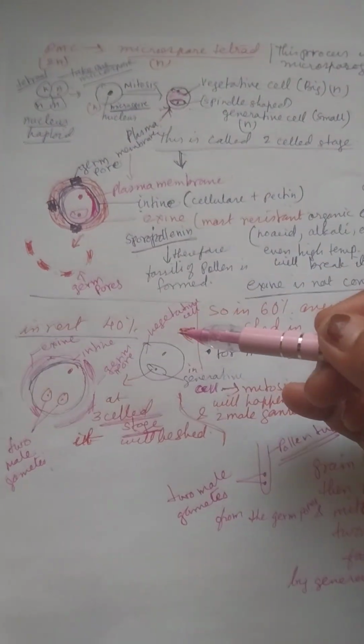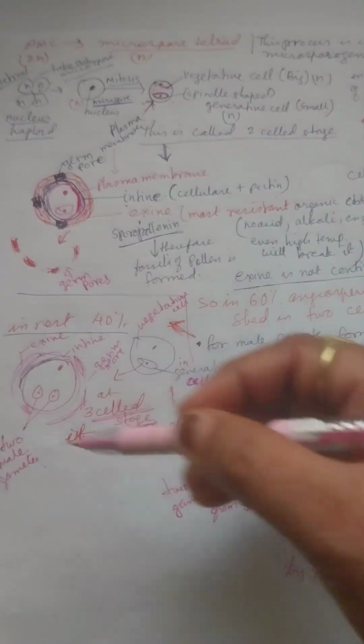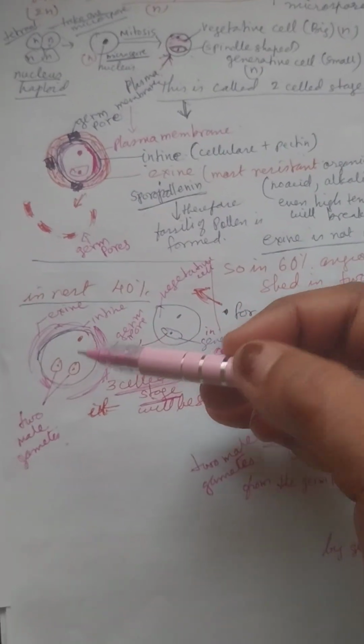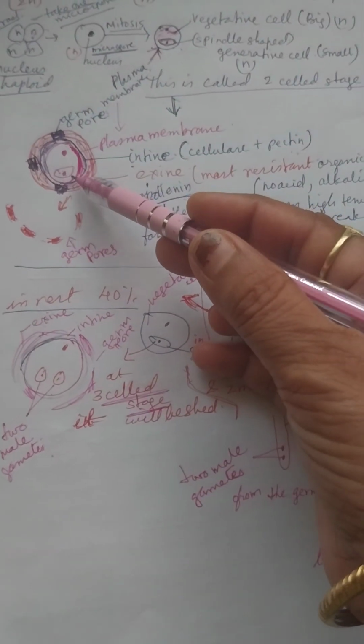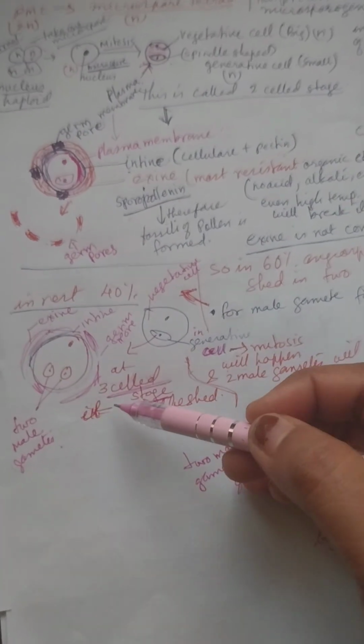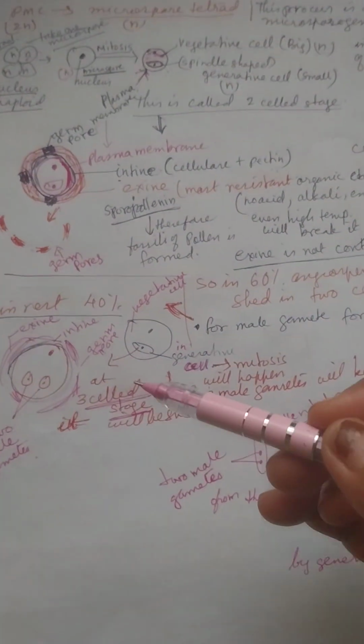In 40% of the angiosperms, the pollen grain is shed in three-celled condition. That means before they are shed, in the generative cell, mitosis will happen and two male gametes will be formed. So now this is in three-celled condition.